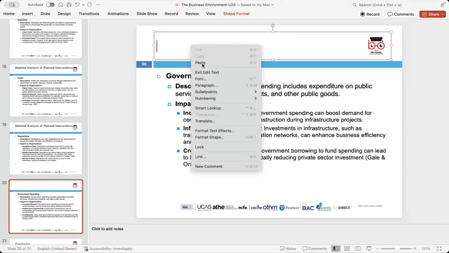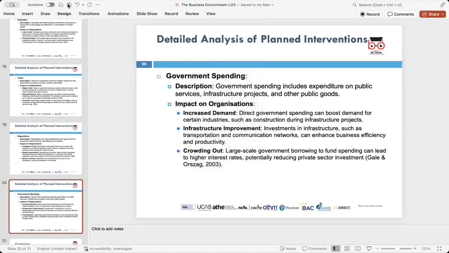Next is government spending. This includes expenditures on public services, infrastructure projects, and other public goods. Government allocates funds to build and maintain infrastructure, provide public services, and encourage growth. Impact on organization.